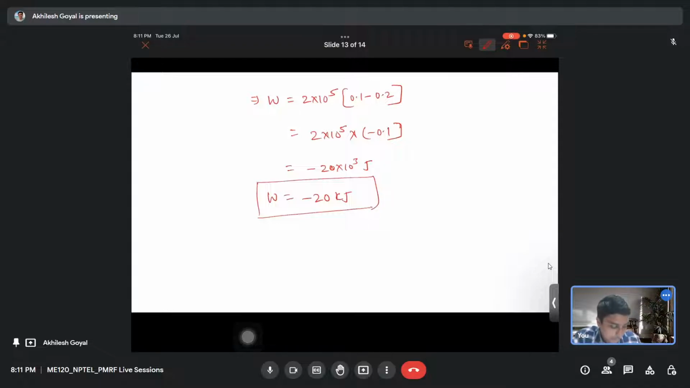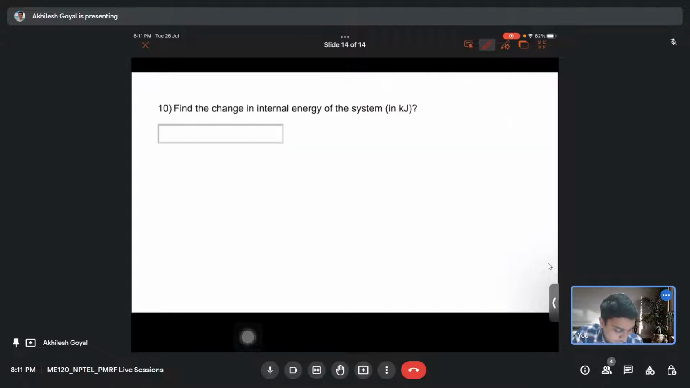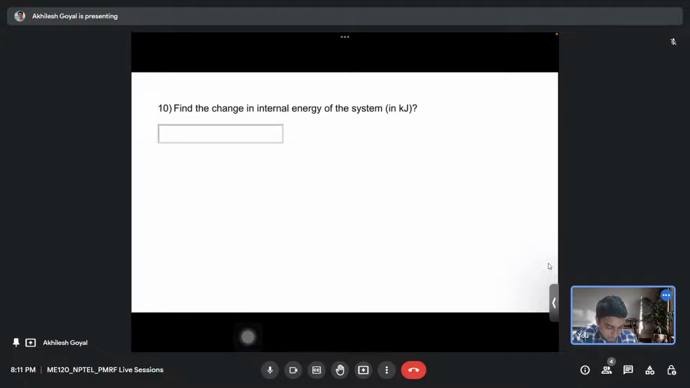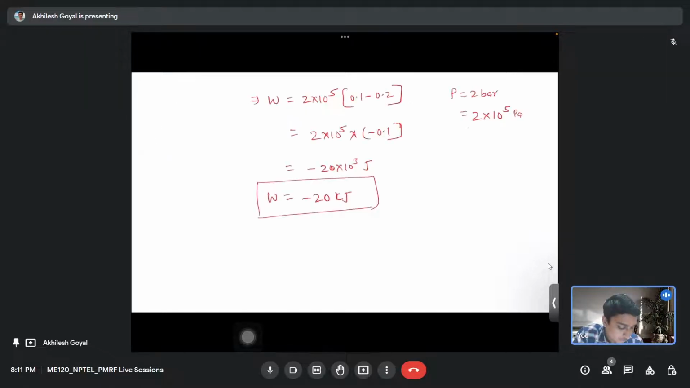Here the pressure is given as 2 bar, and 1 bar is equal to 10 raised to power 5 Pascal in SI units. So we put this value for the pressure. Solving it, W comes as minus 20 kilojoule.